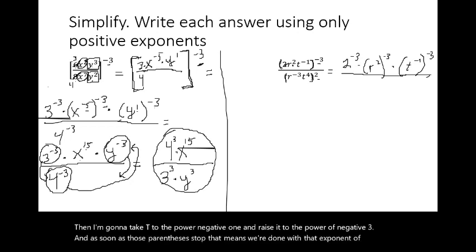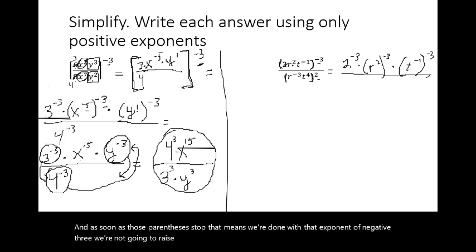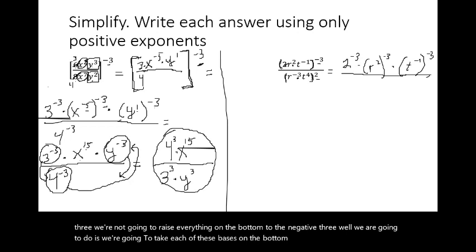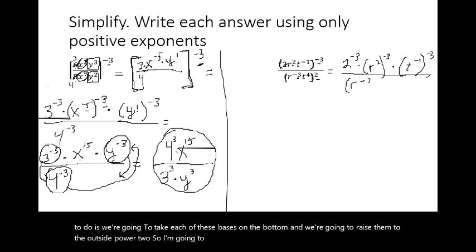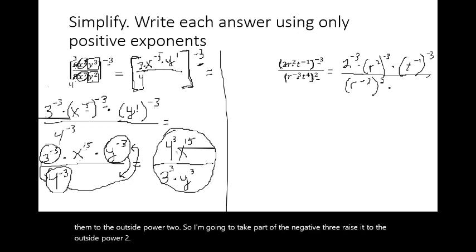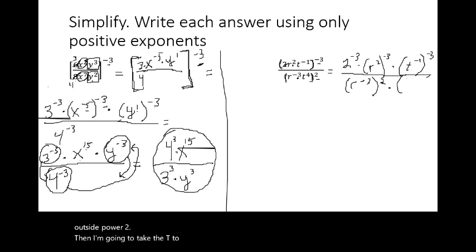And as soon as those parentheses stop, that means we're done with that exponent of -3. We're not going to raise everything on the bottom to the -3. What we are going to do is we're going to take each of these bases on the bottom and we're going to raise them to the outside power 2. So I'm going to take r to the -3, raise it to the outside power 2. Then I'm going to take the t to the 4th, and raise it to the outside power 2.